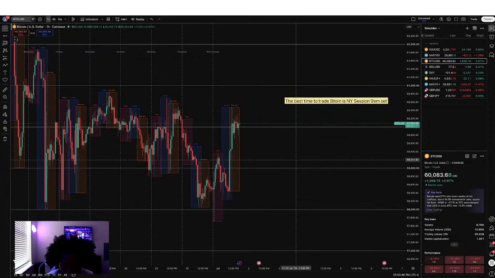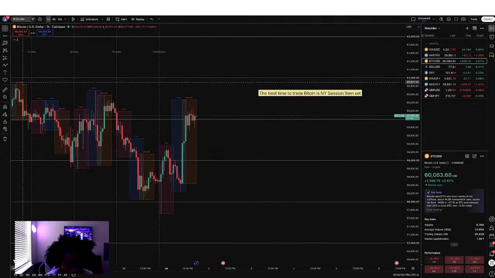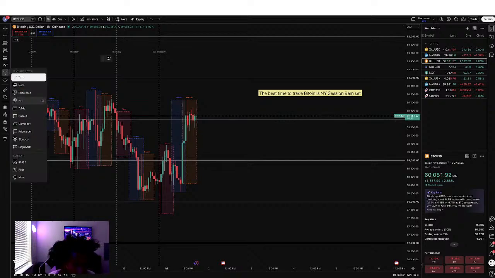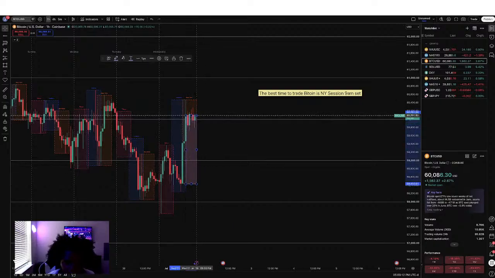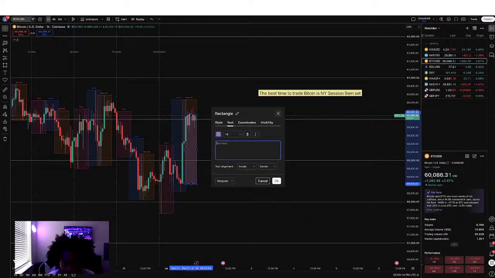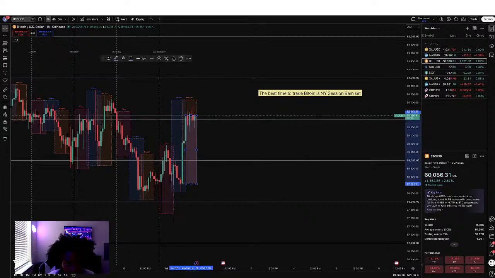So if you just want to take a look, for example, at why you only want to really trade Bitcoin during the New York session, and you can basically catch moves. If you look, the orange is essentially the New York session. You can see the movement that Bitcoin makes in these New York sessions.